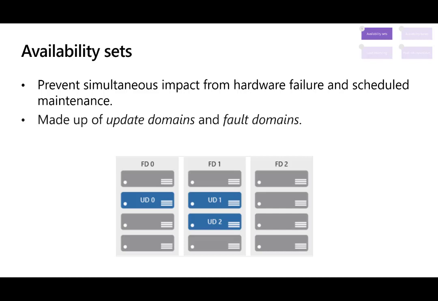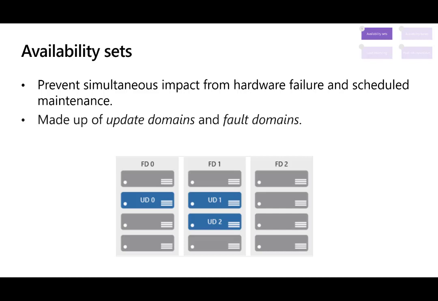The first one, we have the availability sets. In a nutshell, it's about how you want to place your VMs. To be more specific, the availability sets give you a way to inform Azure that you want to place your VMs, which belong to the same application, so that they are distributed to prevent simultaneous impact from hardware failure and scheduled maintenance inside a single data center.